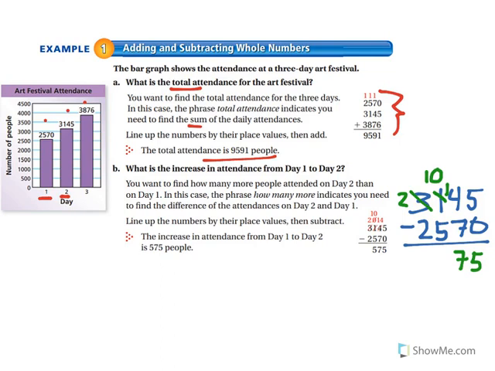And so that's why I'm really going to take 1,000, I'm going to make it into 10 hundreds. So 10 hundreds plus the 0 hundreds is 10 hundreds. So 10 minus 5 is 5. And then 2 minus 2 is 0. So I have 575. So you'll see the increase in attendance from day 1 to day 2 is 575 people. Hopefully that makes sense to you.